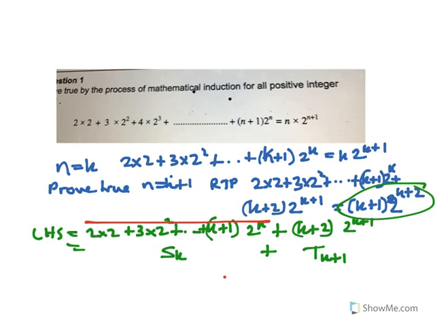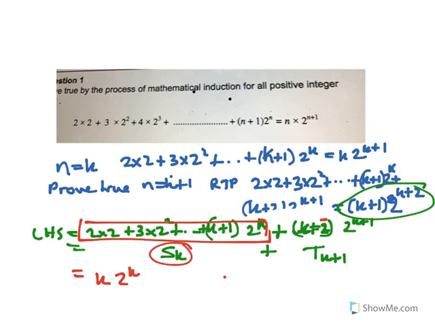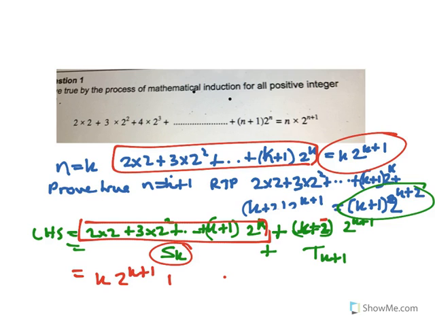So if we take this part there, it represents the sum to k. Now by assumption, the sum to k is equal to k times 2 to the k plus 1, because if you look up here, that's what that's actually equal to. Then plus (k plus 2) times 2 to the k plus 1.